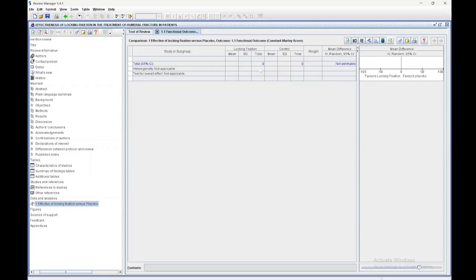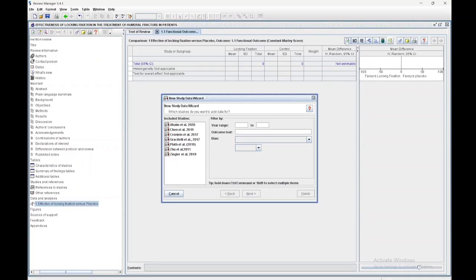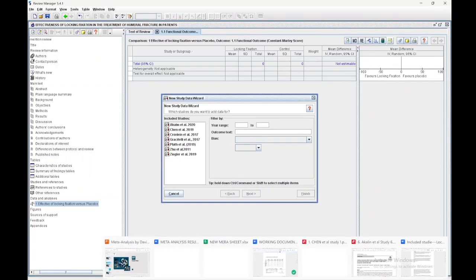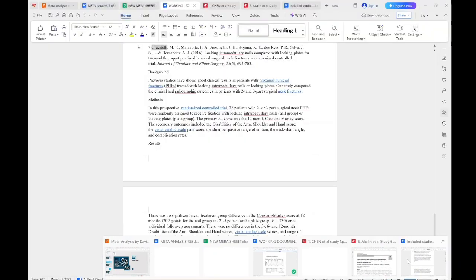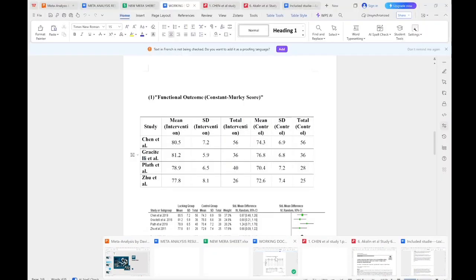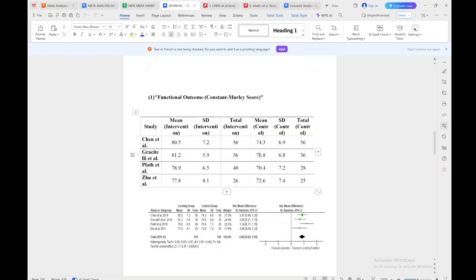Now, the next thing we're going to do is enter those studies. I'm going to click on the plus sign. Remember, our data table could be an Excel sheet if you're using that. We've got Chan, Graystar, Plaster, and Zoo. So we're going to go there.